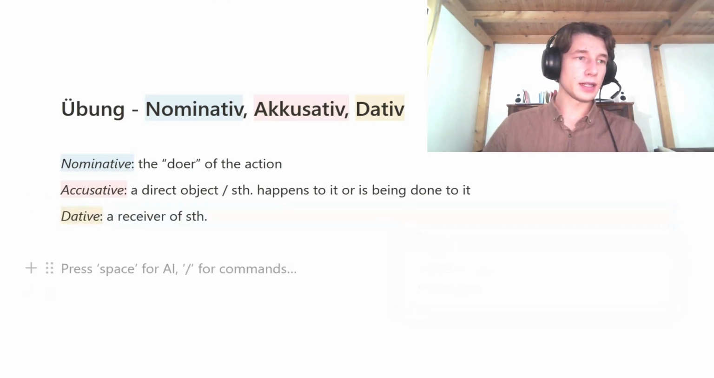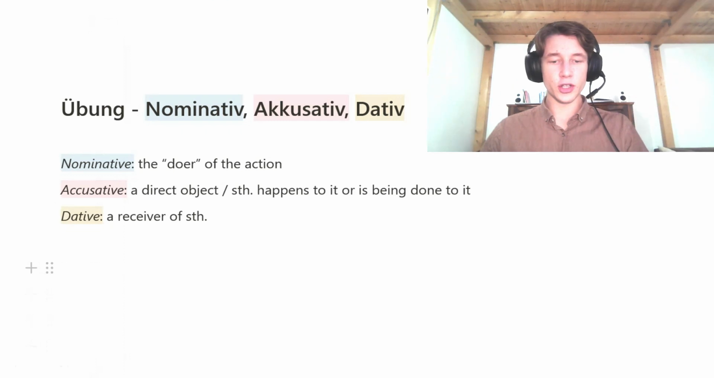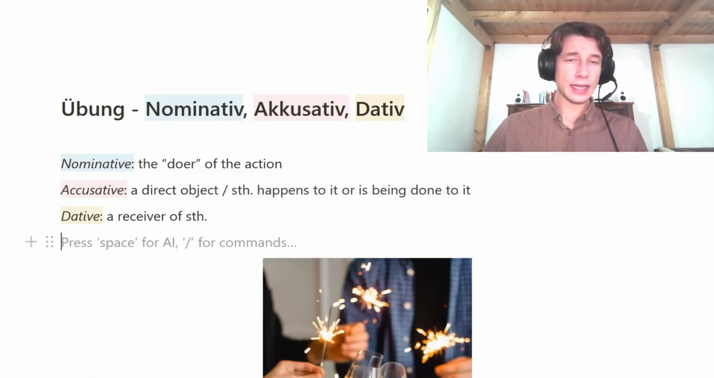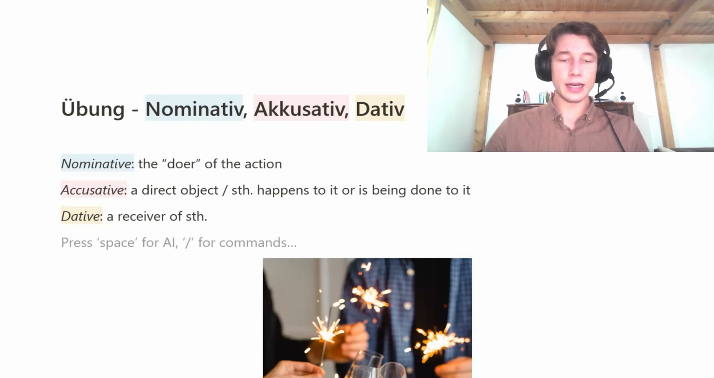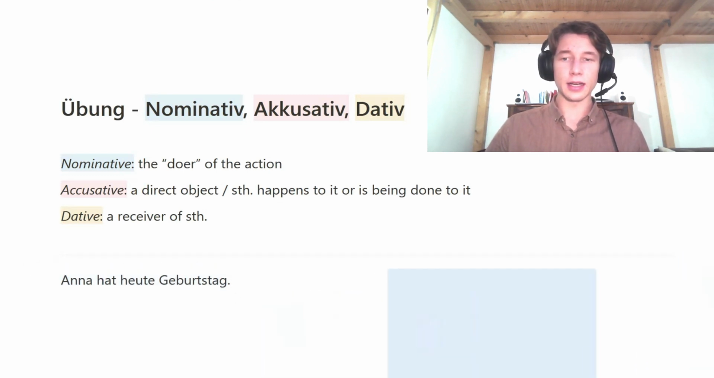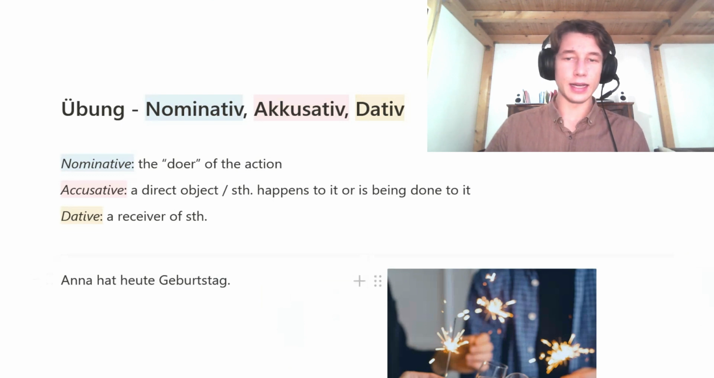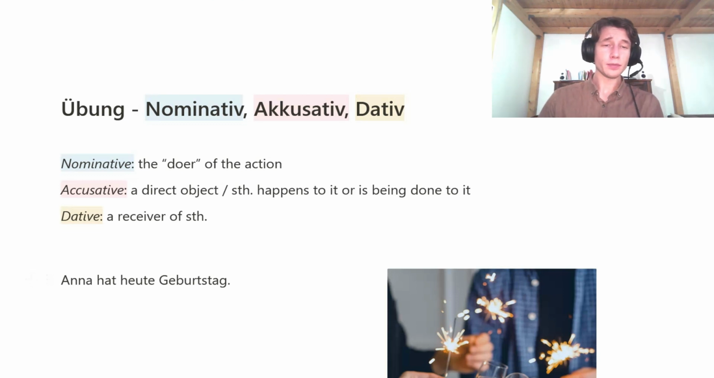Now, this probably still sounds a little bit abstract at this point, and that's why we're going to do this short exercise here. The exercise is a story where we're going to have a bunch of different sentences, and we're going to highlight the different cases as we discover them in the sentences. And the story is about Anna, and Anna is celebrating her birthday today. In German, we would say, "Anna hat heute Geburtstag." In English, obviously, we'd rather say, it's Anna's birthday today. But in German, the literal translation would be, Anna has her birthday today.